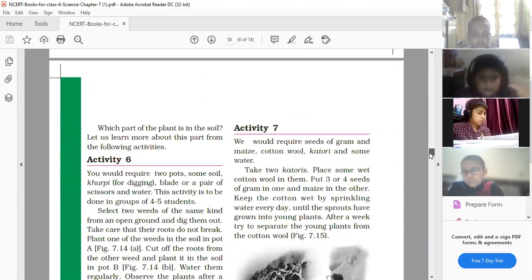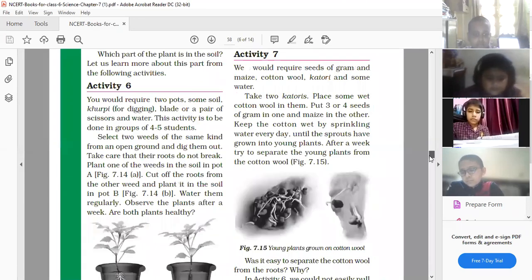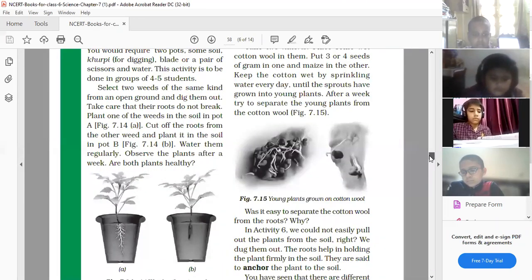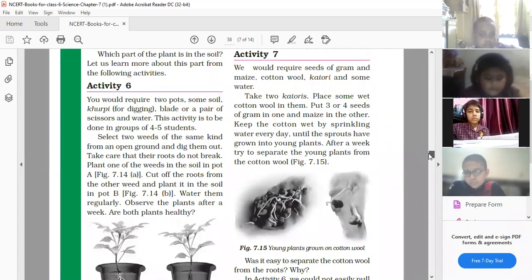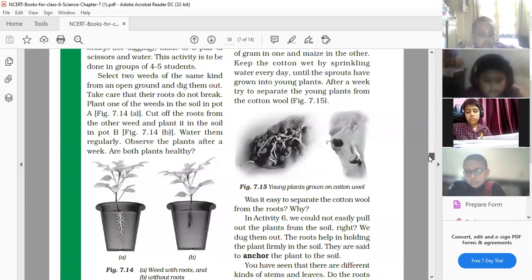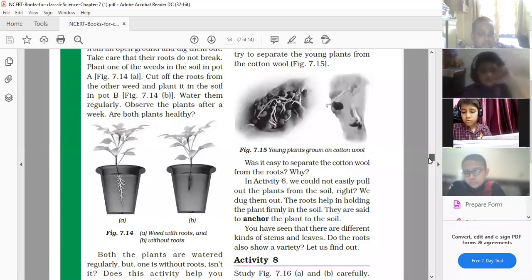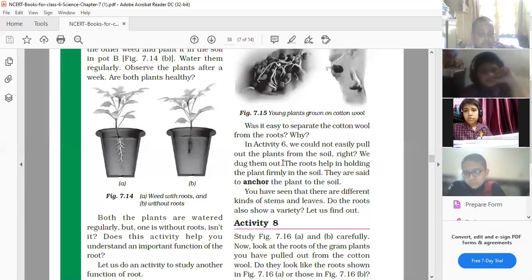So children, here are the different types of roots. You must have seen roots come out of seeds that sprout. When you keep the seeds for a few days in cotton wool, the roots come out of them, and those sprouts are very healthy. We just eat them.